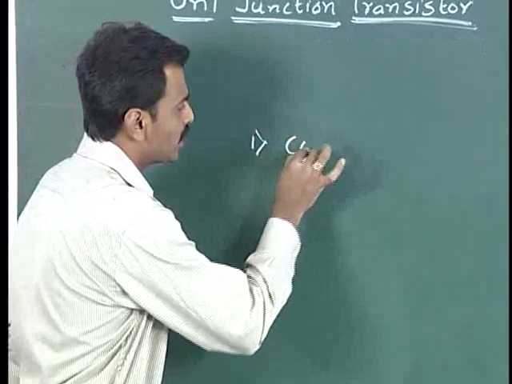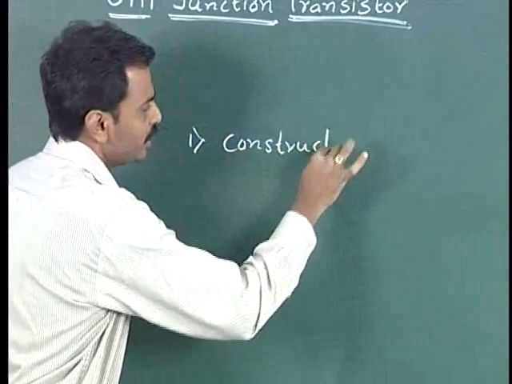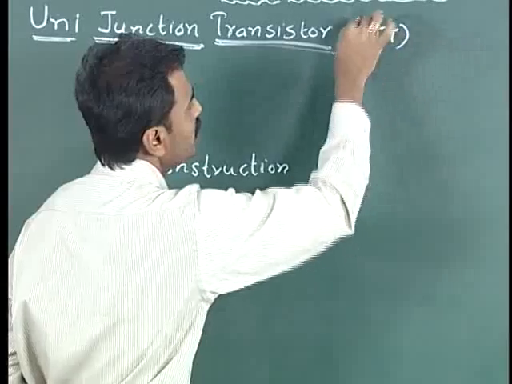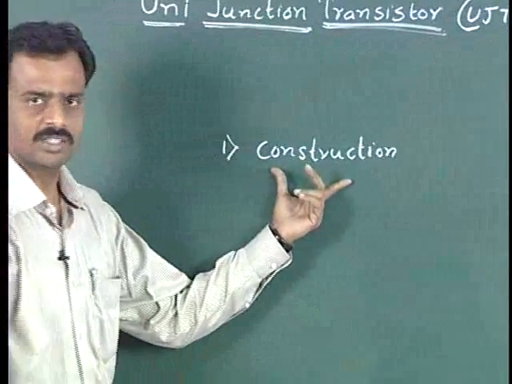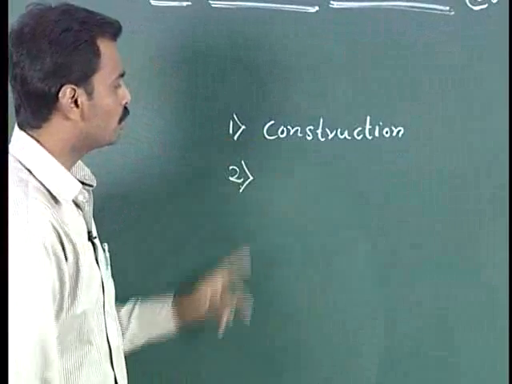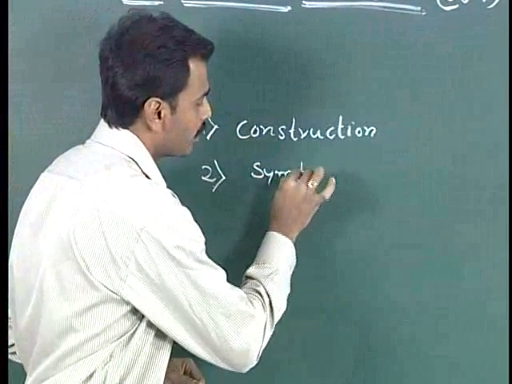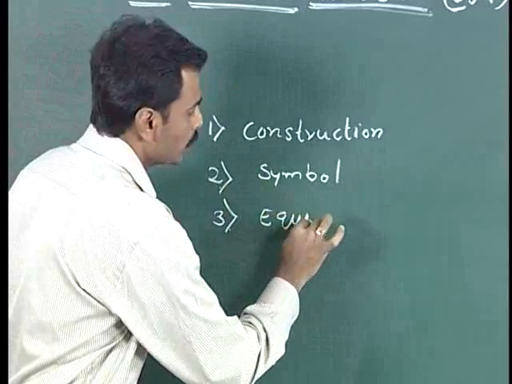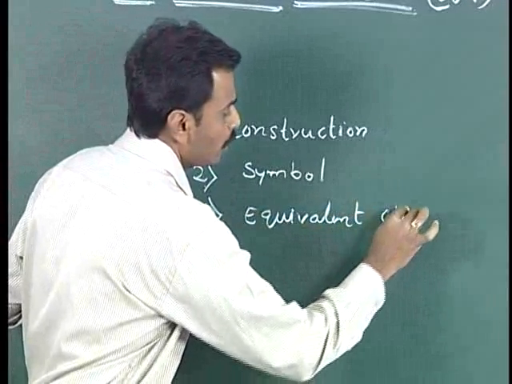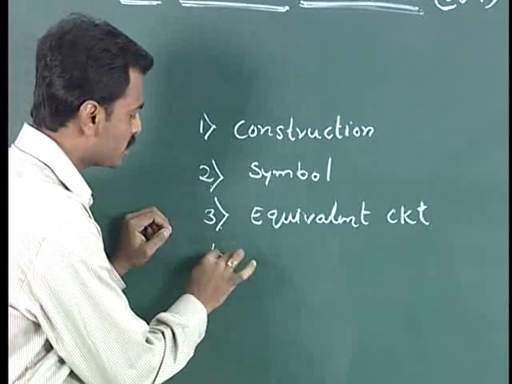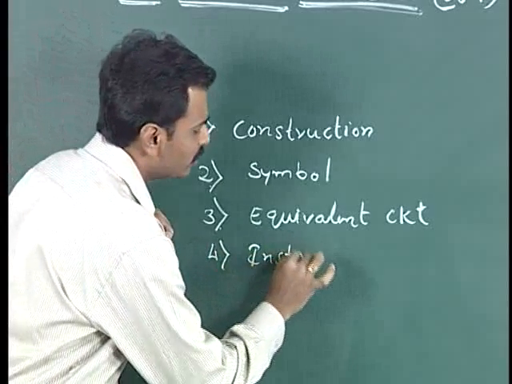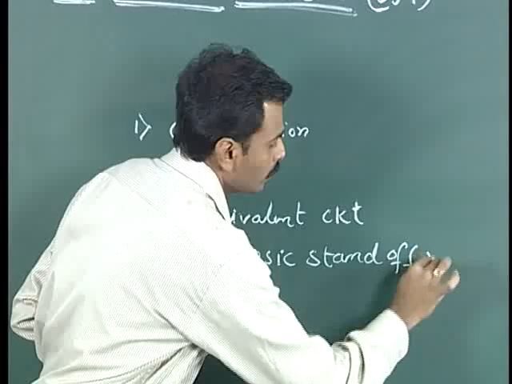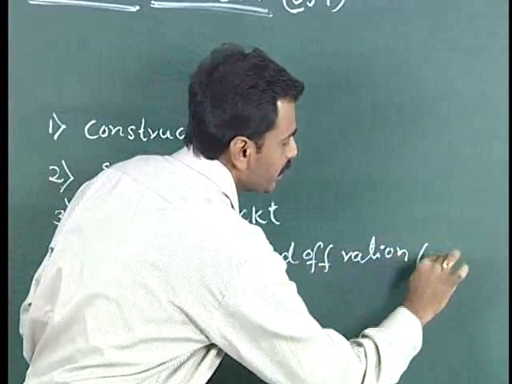First we will see about the construction of this device, UJT. It can also be abbreviated as UJT, uni-junction transistor. Second we will see about the symbol, how it will be represented. Next we will see about the equivalent circuit of the device, how it can be represented. Next we will see one of the parameters we have, that is the intrinsic standoff ratio. It is represented by eta.